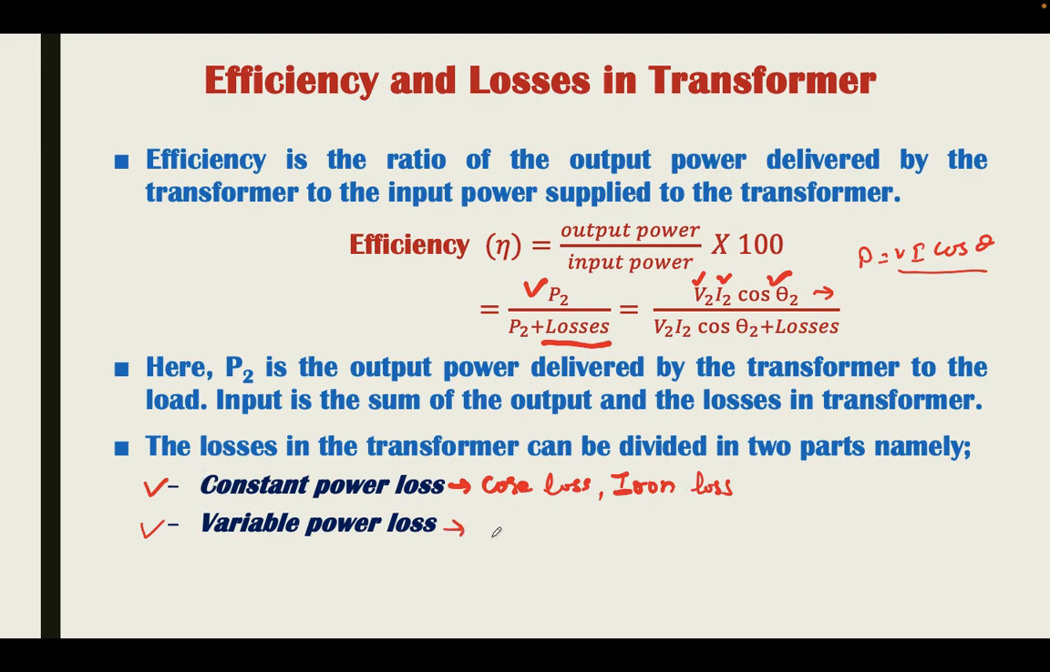Whereas the second part of the loss is variable loss, and variable loss is due to the resistance of the windings R1 and R2. When current is flowing in the primary winding, I square R loss takes place. Similarly, when current is flowing in the secondary winding, I square R loss takes place. Generally, the winding of a transformer is made of copper or aluminium, but in most cases it is copper, and hence these losses are also known as copper loss. Variable loss and copper loss are the same.